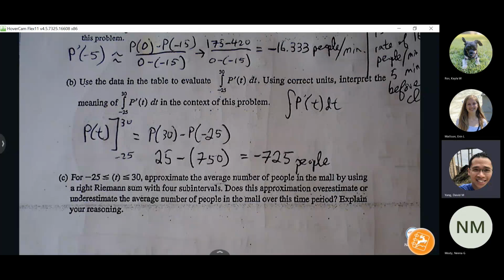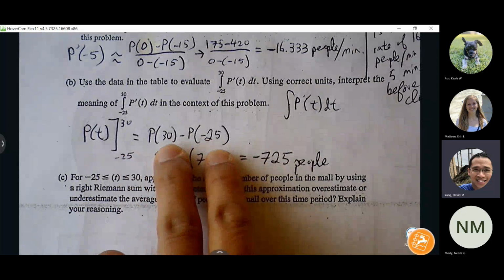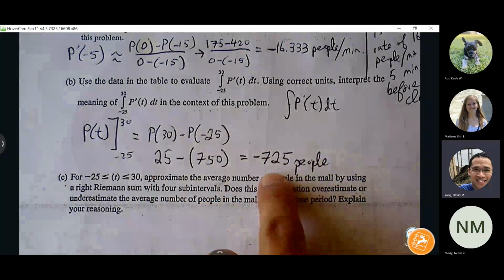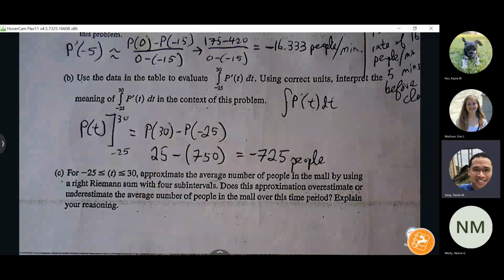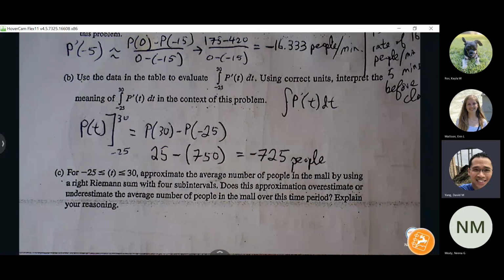Yeah. So this is the change in the number of people between these two time periods, right? So we know that between 30 minutes after closing and 25 minutes before closing, there's a change of 725 people, and that negative indicates that there's 725 people less in the building between these two time periods. But yeah, so we can also say 725 people have left the building in this time period, 25 minutes before closing and 30 minutes after closing.